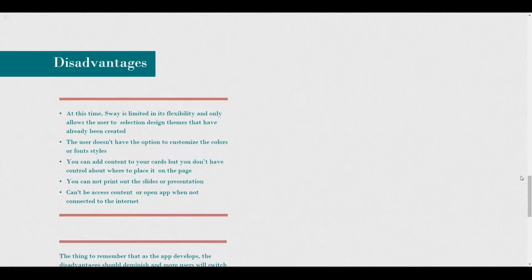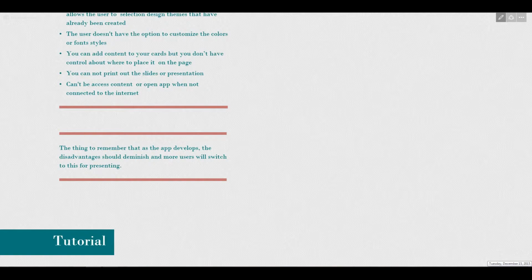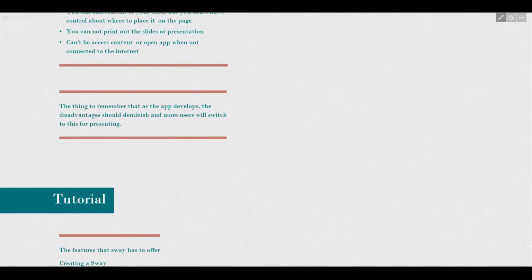Some disadvantages to Sway is that at this time, Sway is limited in its flexibility and only allows the users to select design themes that have already been created. The users don't have the option to customize the colors or font styles, and you can add your content to the cards, but you don't have control of where you can place them on the page. At this time, you cannot print out the slides or presentations, and you must be connected to the internet to access the content and open the app. The one thing that we have to remember is that the app is still developing, and the disadvantages should diminish and more users will switch to this tool for presenting.